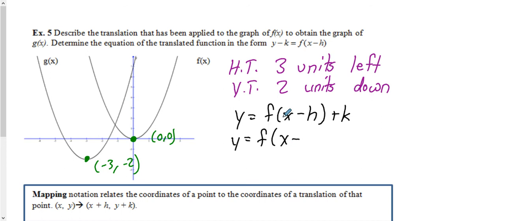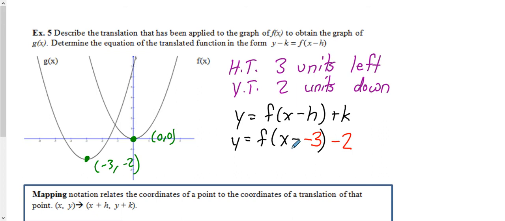I have a subtraction sign here. What's my horizontal translation? Well, my horizontal translation is 3 left. So let's write down 3 left. 3 left should be minus 3, because that's what 3 left truly is. And then 2 units down, so 2 down would be minus 2 for a k value, so minus 2.